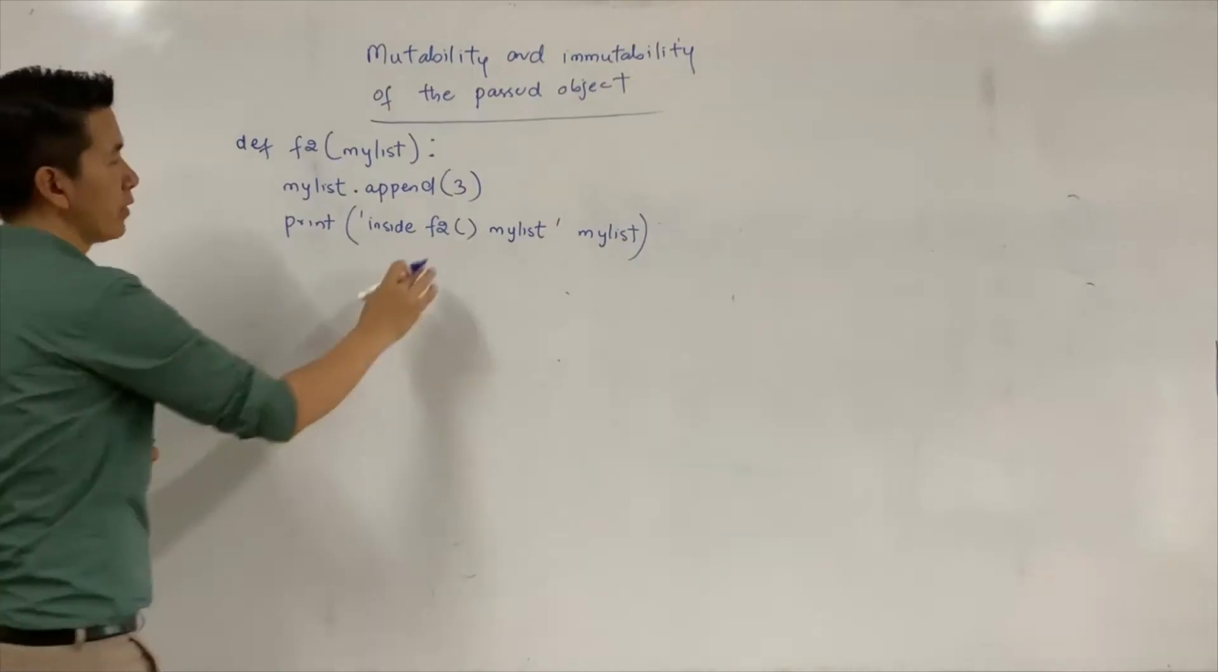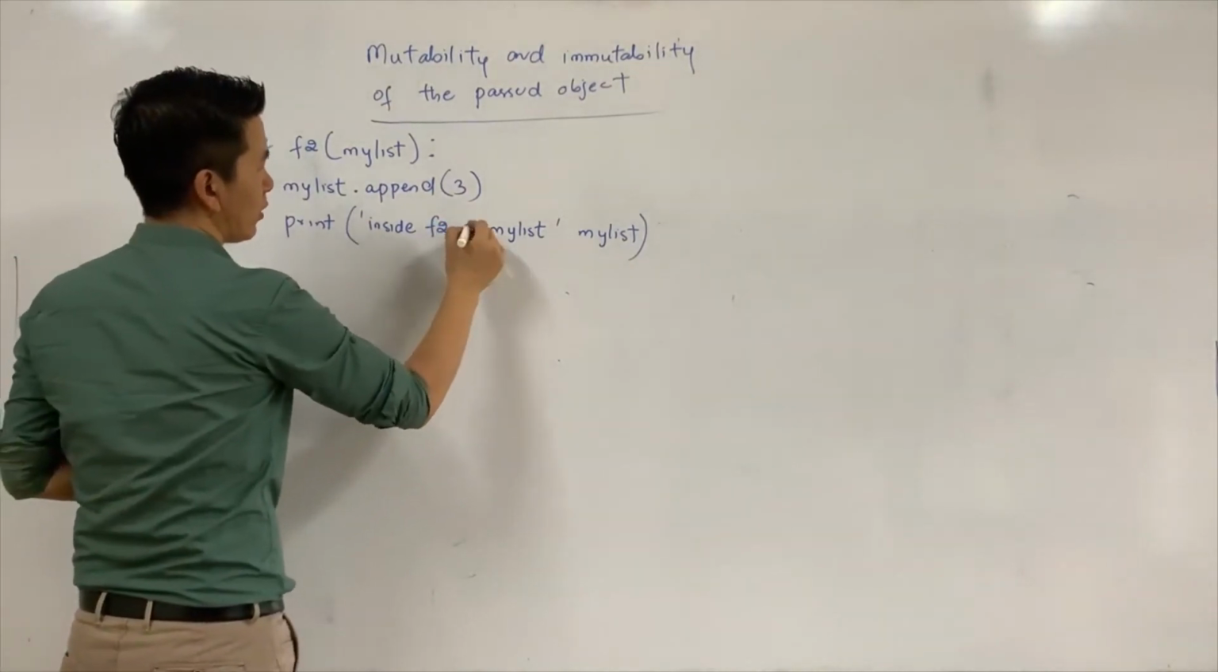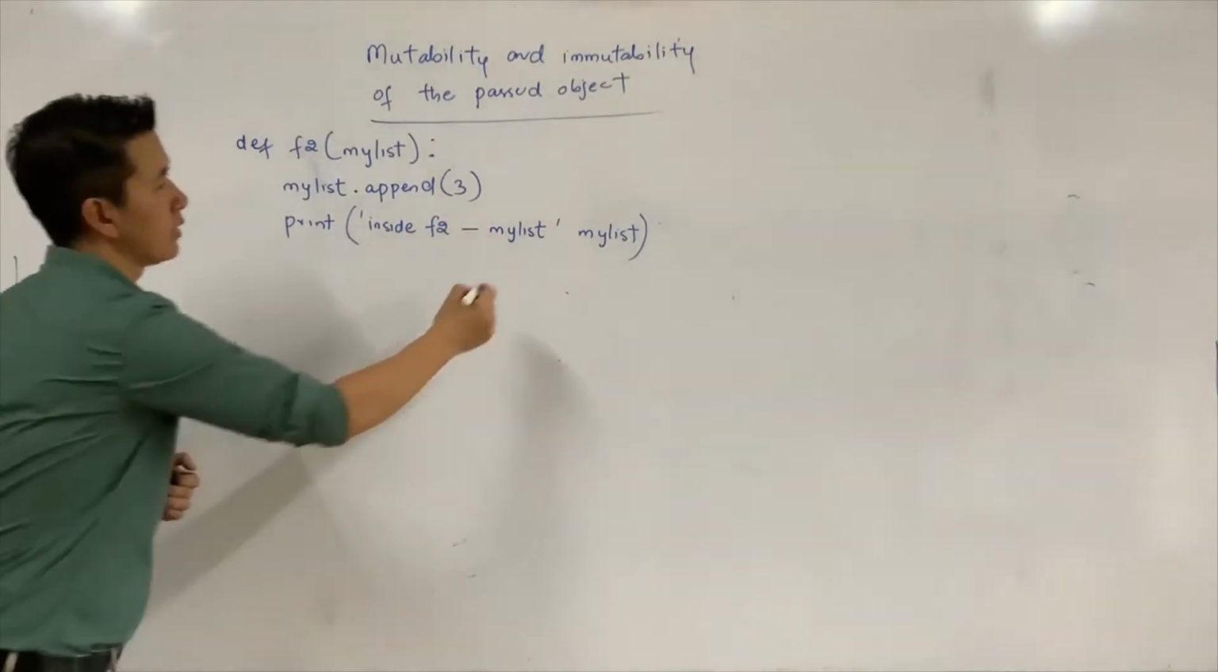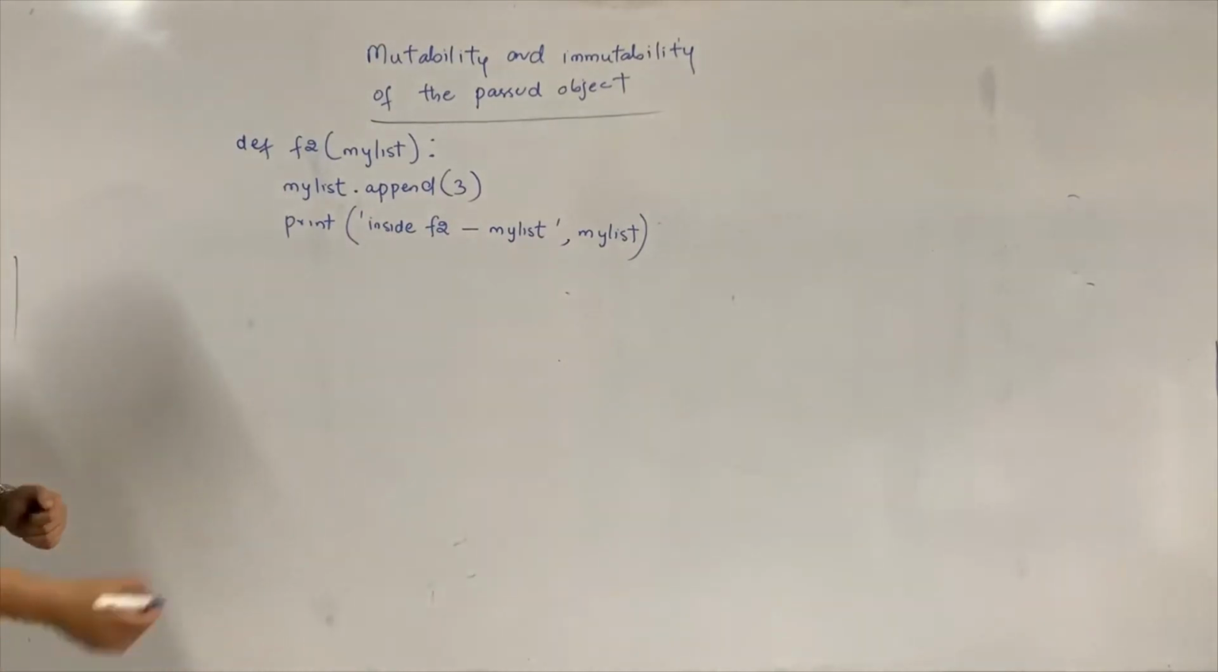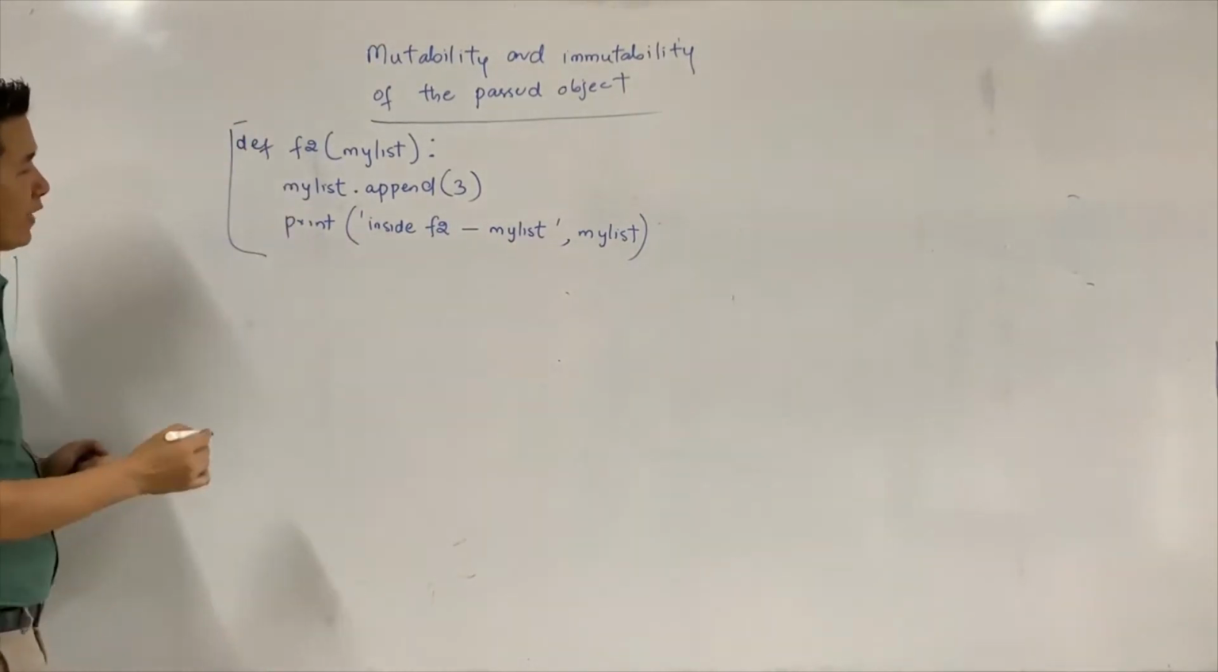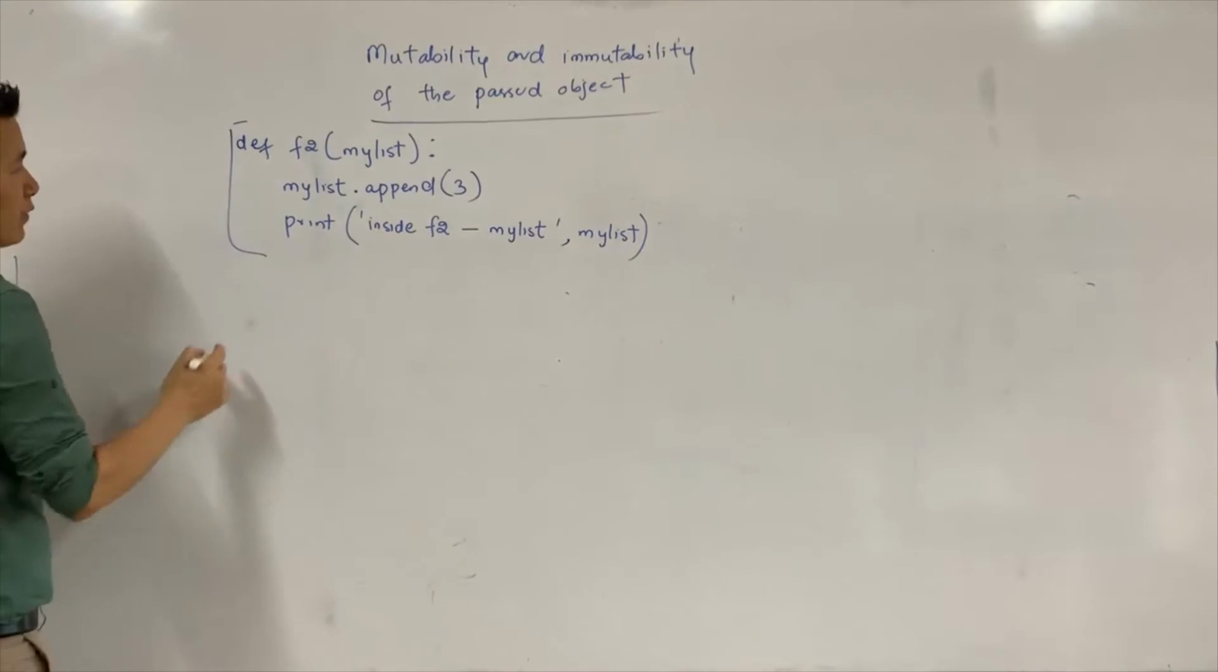Okay, good enough. Something like this, and then I should have a comma, right? So this is the function f2, and then let's focus on the main part of the program.